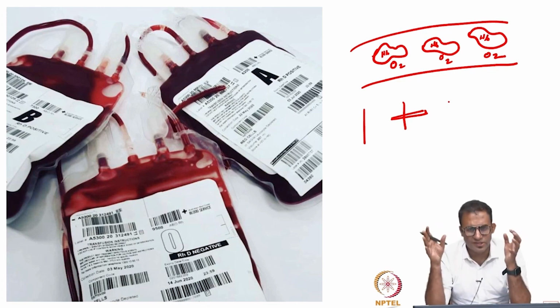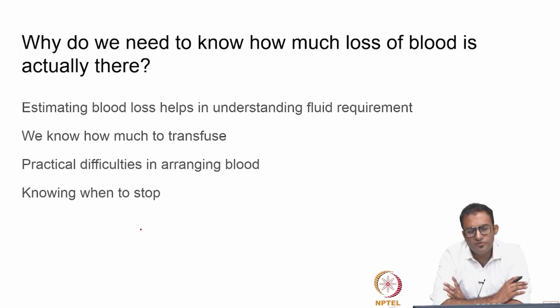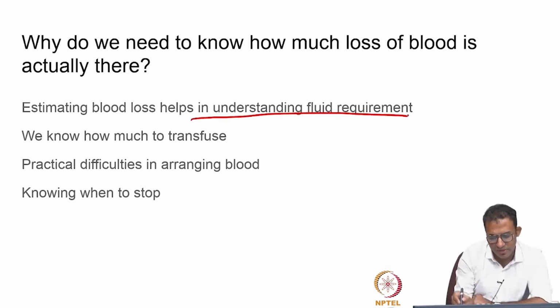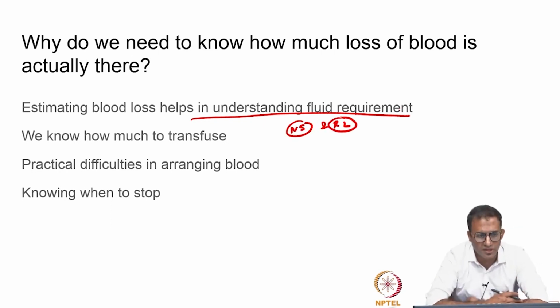There are many ways to arrest blood loss. So before that, we will have to evaluate how much blood loss has actually happened. Estimating blood loss helps us in understanding the fluid requirements. The fluids can be of various types. We call them normal saline or ringer lactate. These are all technical stuff. All of them have their own uses, what kind of fluid to use in what situation.